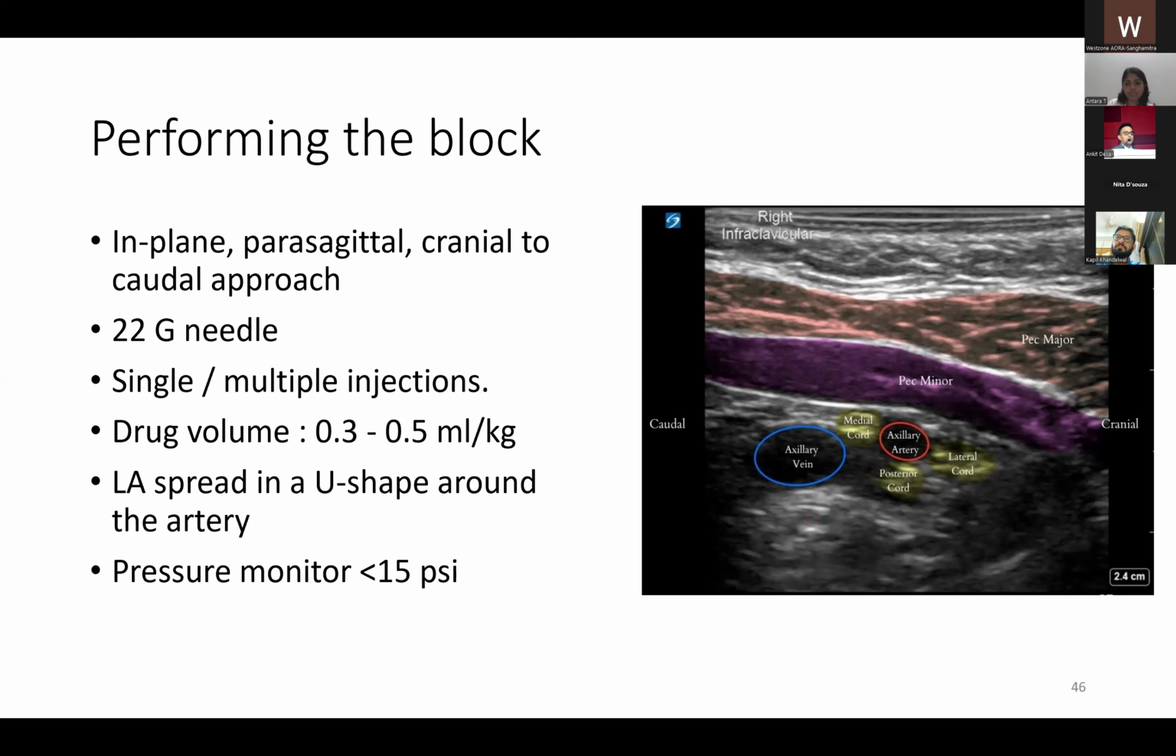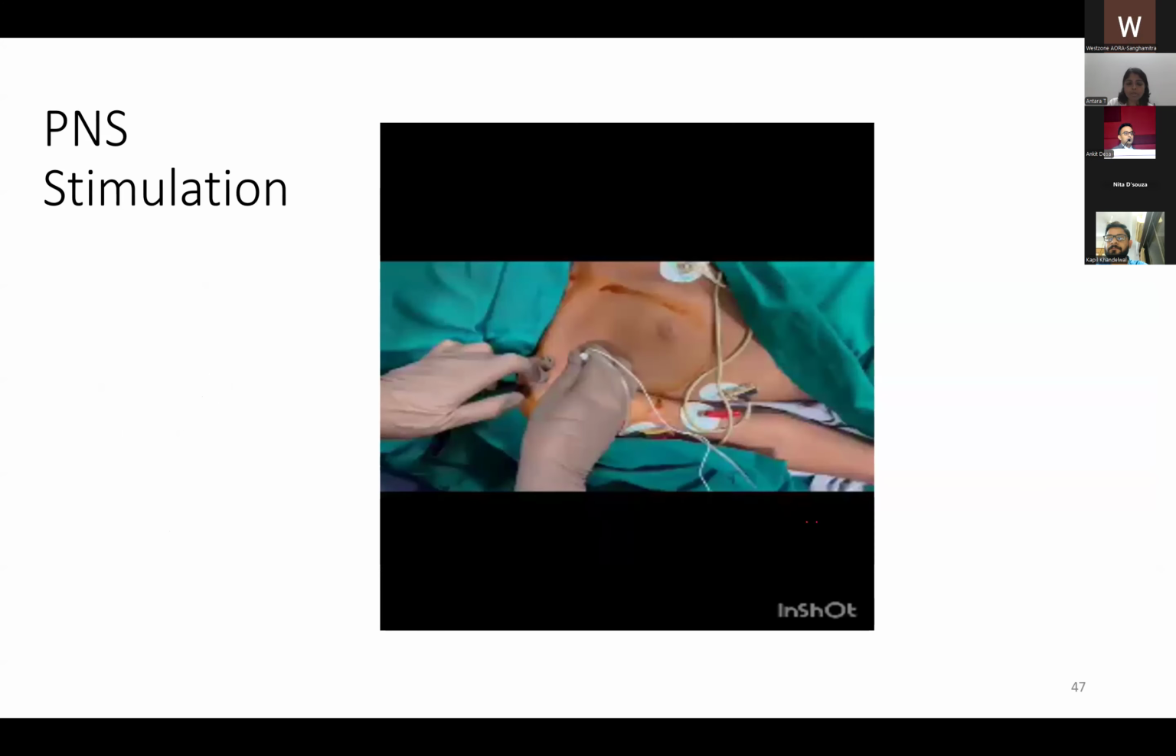While performing the block, the needle is introduced in plane in a parasagittal scan, cranial to caudal approach. We use a 22 gauge needle and the drug volume is 0.3 to 0.5 ml per kg. Depending on the drug spread, we can give single or multiple injections for local anesthetic to spread in a U shape around the axillary artery, and opening pressures to be kept below 15. In pediatric patients, we also give this block with PNS.